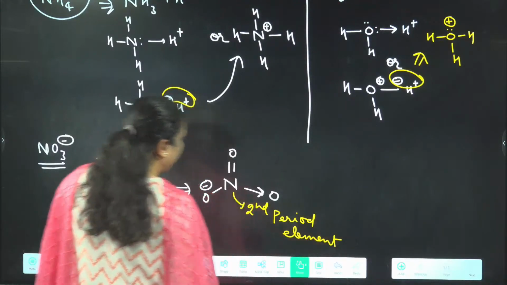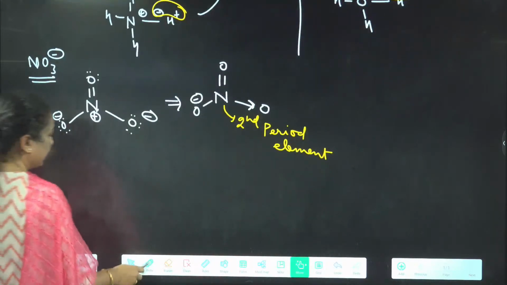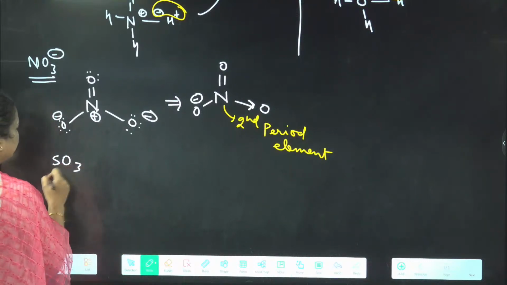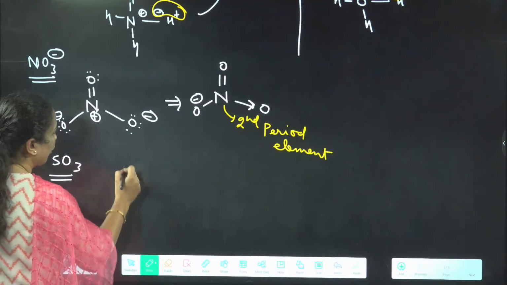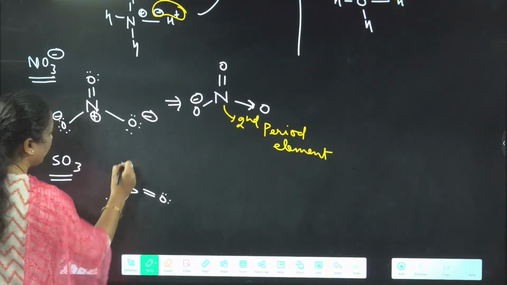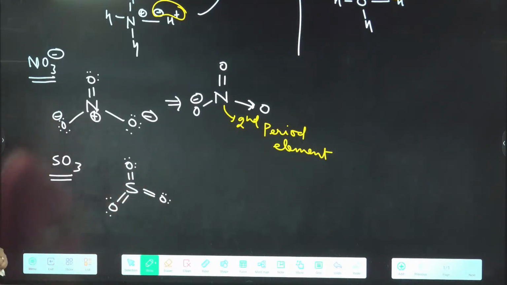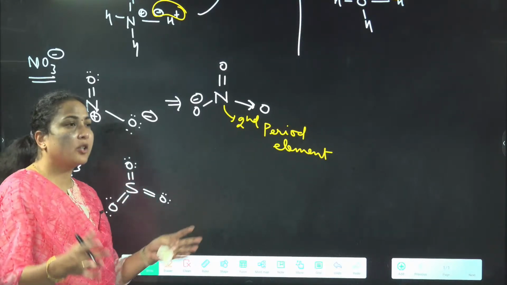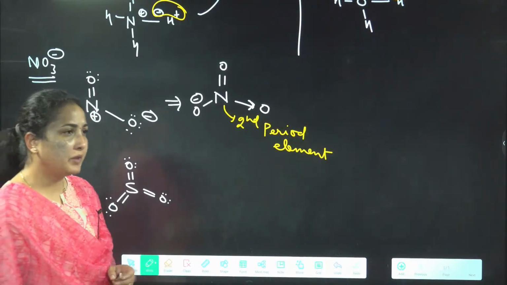Now, let us talk about SO3. For SO3, you might have drawn a structure like this, right? Sulfur can expand its octet because it belongs to third period, right?